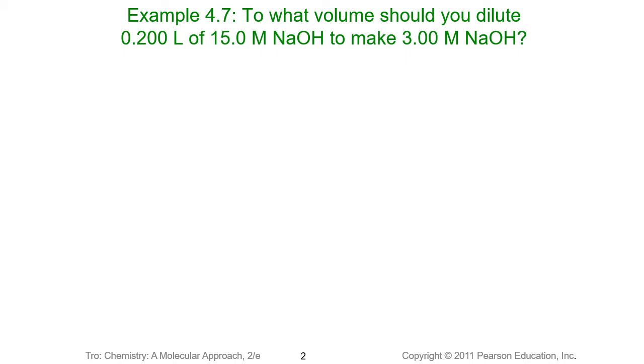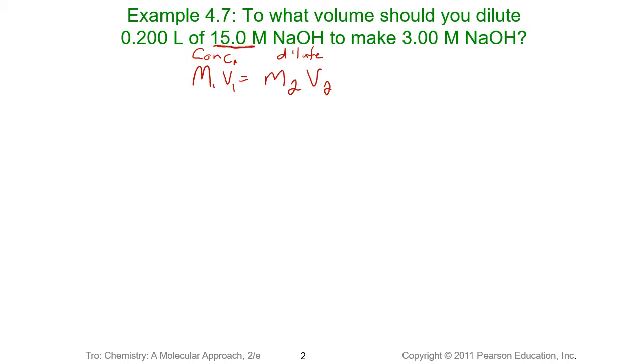To what volume should we dilute 0.2 liters of a 15 molar sodium hydroxide solution to make 3 molar? So again, we want to use our M1V1 equals M2V2. The key to doing these problems is making sure you get the concentrated solution on one side and the dilute solution on the other.